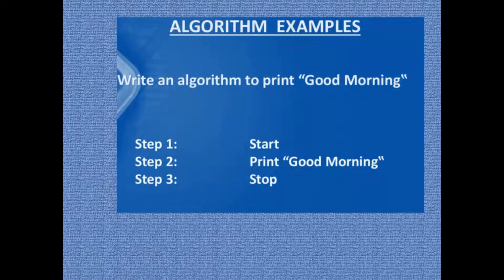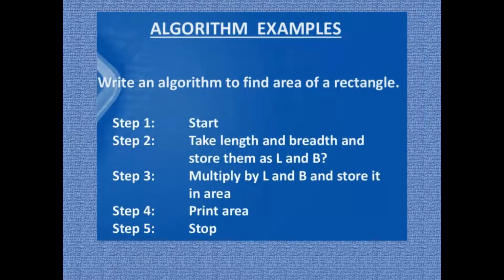If you want to print good morning, the algorithm would be to start, then we print good morning and then stop. To find the area of a rectangle, we start by taking the length and the breadth and storing them as L and B as variables. Next, we multiply length and breadth, or L and B, and store it in area. Then we print this area, which gives us the area of the rectangle, and then we stop the program.